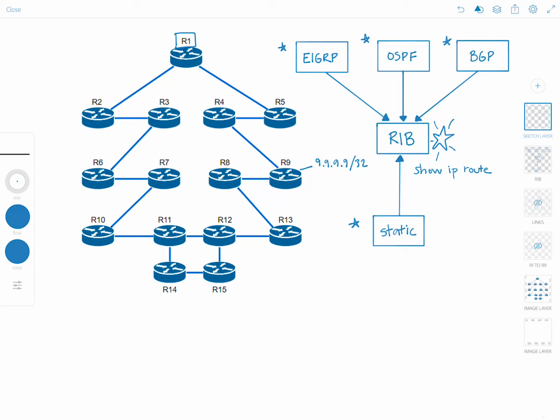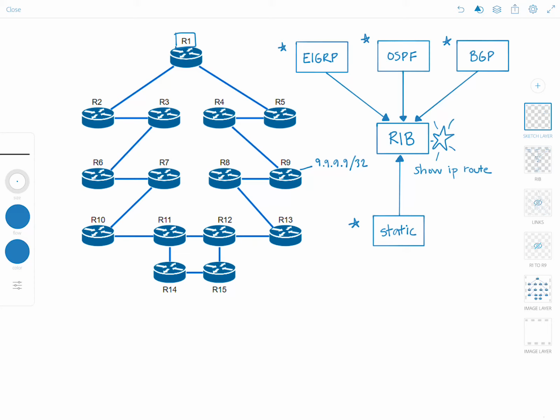So the routing table is a collection of the best routes. What this means is that the router can learn about the same route or network from several different sources, but only one of them is installed into the routing table and used for packet forwarding. Actually, there can be multiple equal routes in the routing table, but we'll ignore load balancing for the purposes of this video. Assume that only one route can be installed into the routing table.